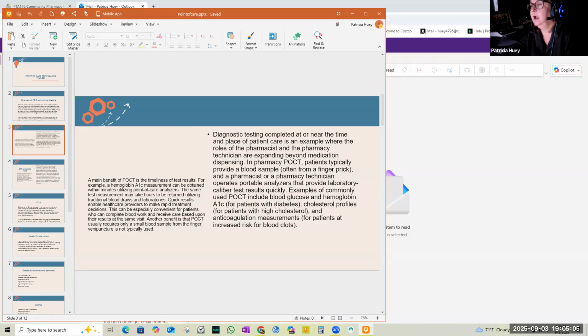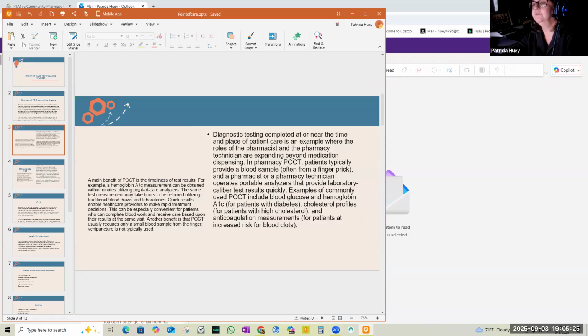Examples of these are commonly used for blood glucose, hemoglobin A1C, and that's for patients with diabetes, cholesterol profiles for patients with high cholesterol, and coagulation measurements for patients that are at increased risk for blood clots.